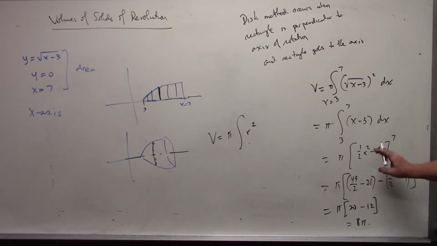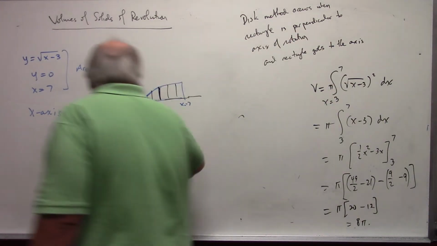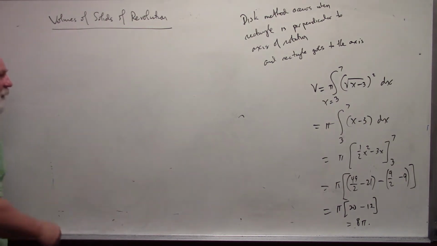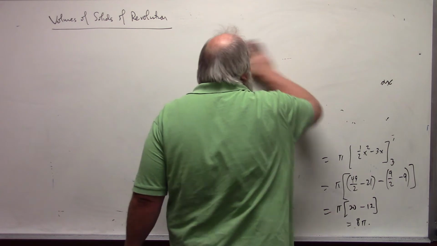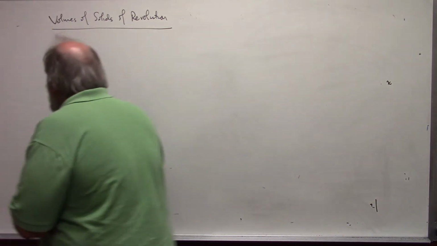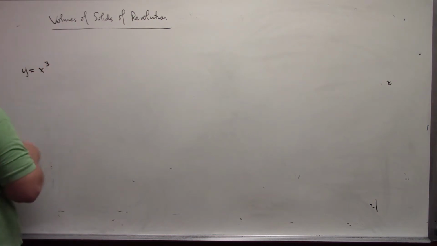Okay, generally, again, I'm not going to finish these out. Let's look at another example. Suppose I have y equals x cubed. This is the area that I want to rotate.